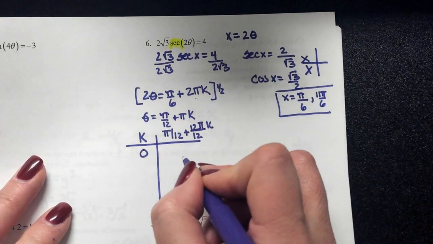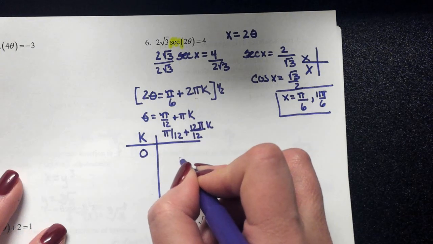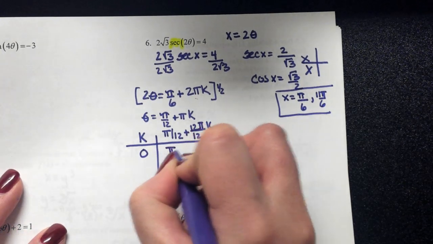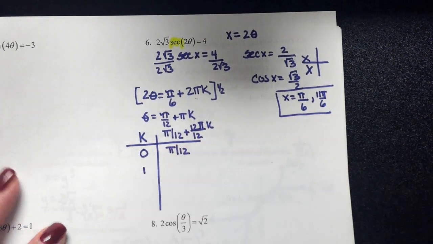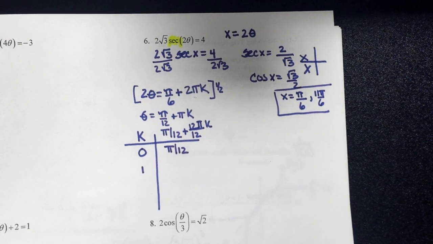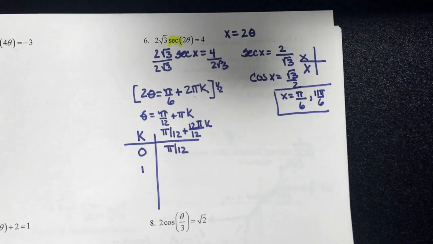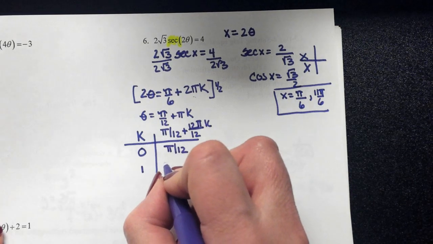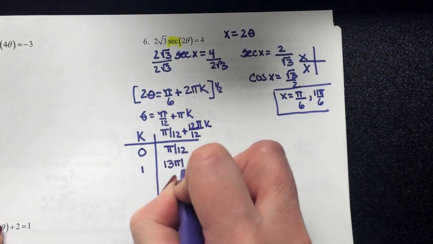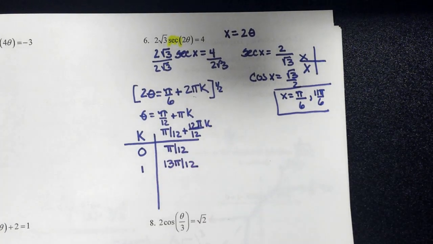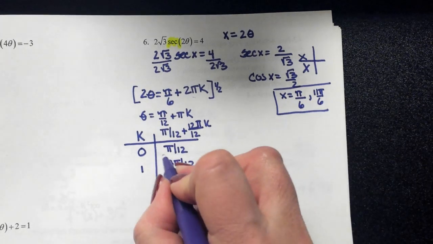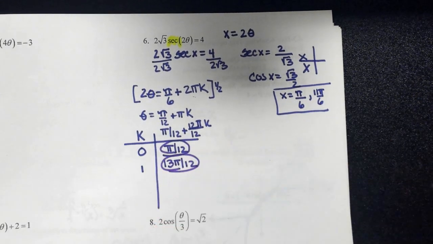So what's the first angle going to be when I plug in 0 for k? It's going to be pi over 12. When I plug in a 1 for k, what's the next angle going to be? 13 pi over 12. What happens if I plug in a 2? I get 25 pi over 12, so I can stop. Okay? So again, right now I've only got 2 solutions.